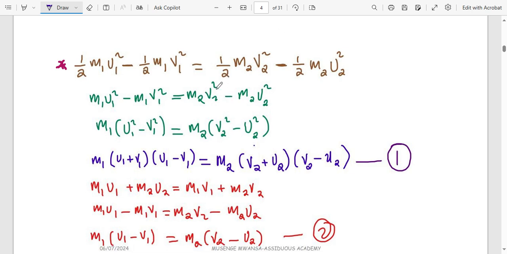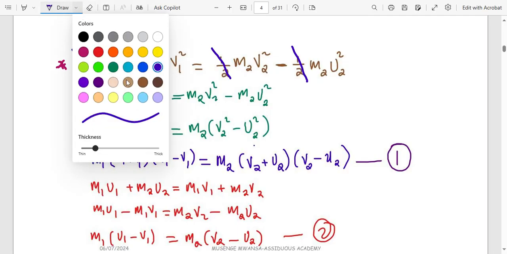Good. And then the next thing that is happening, can you see that half is appearing all throughout the equation? So it can cancel out. So we'll just remain with m1 u1 squared minus m1 v1 squared is equal to m2 v2 squared minus m2 u2 squared. And then on this side of the equation, can you see that m1 is common? So I'll factorize out m1, and what remains is u1 squared minus v1 squared. The other side of the equation also, can you see that m2 is common? So I'll factorize it out, and then we remain with v2 squared minus u2 squared. Okay, I hope that makes sense.